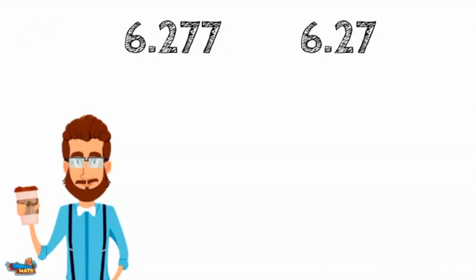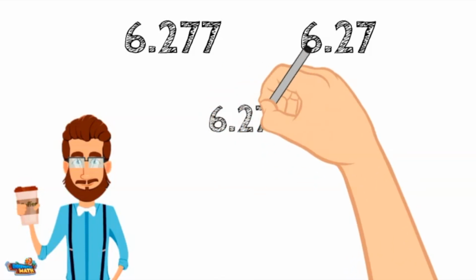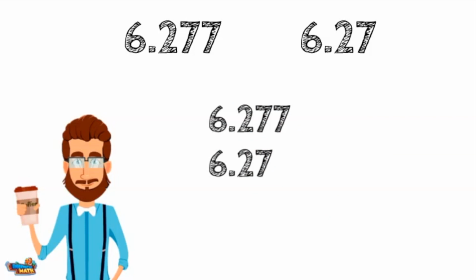Let's end our lesson with comparing decimals. When comparing decimals, you simply stack the numbers on top of one another, paying close attention to the placement of the decimals. In this example, we will compare 6 and 277 thousandths to 6 and 27 hundredths. We stack the numbers on top of one another and line the decimals up. When comparing, always start in the largest place value. In this case, the ones place.